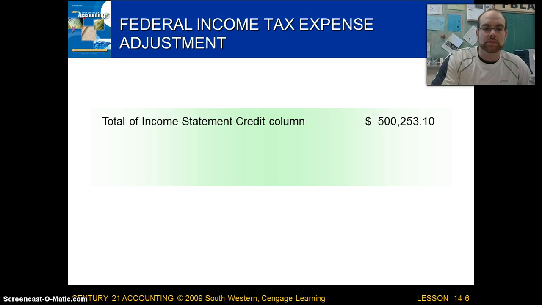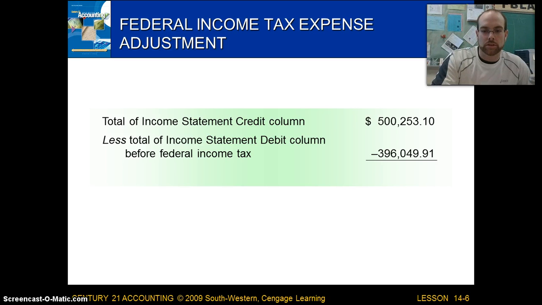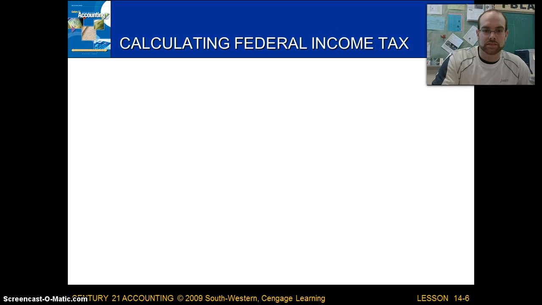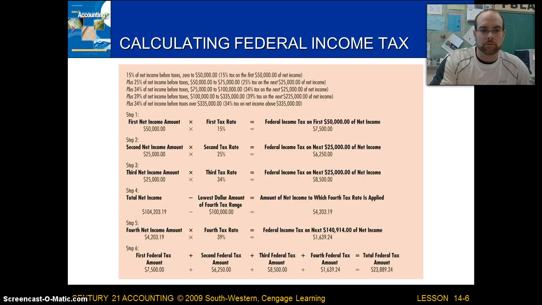So what we're going to end up with is the total of the income statement credit column of $500,253.10. And then that's going to be less the total of the income statement debit column before federal income tax. So that's going to be subtracting $396,049.91. And that's going to equal the net income before federal income tax of $104,203.19. So now we're calculating that federal income tax.